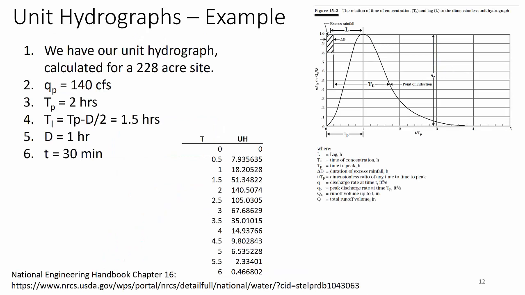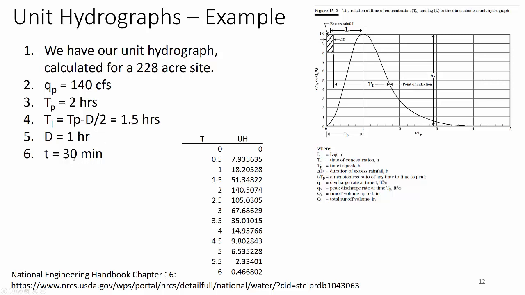So, we have our unit hydrograph calculated for our 228-acre site, whatever that site is. I made it up. Let's say we have a peak flow of 140 cubic feet per second and a time of peak of 2 hours. So lag time equals time of peak minus D over 2. That's definitional. The D sub 2 is the duration of the rainfall. And the duration of our rainfall is 2 hours, right? Or 1 hour. So D over 2 is half an hour. So T sub peak is 2 hours. Time of lag is 1.5 hours.